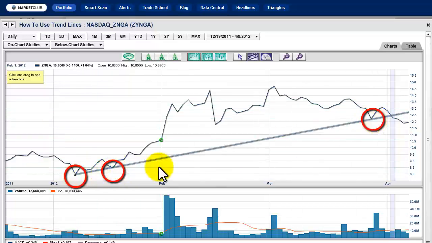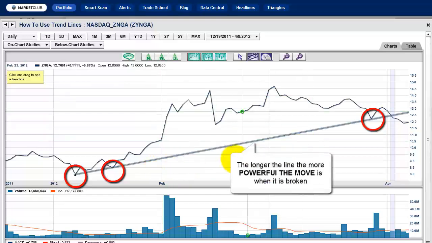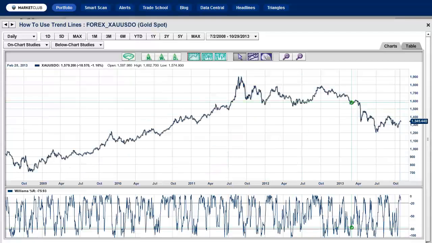Now, the longer the line and the further away the points are, the more powerful it is when it breaks through, either on the downside in this case or in a downtrend line, which I'll show you in just a moment, on the upside. So let's take a look at another chart and how you can draw a trend line that's going the other way.